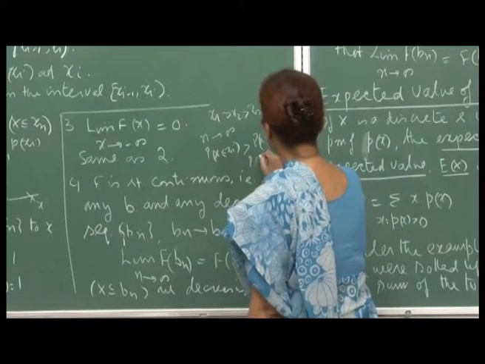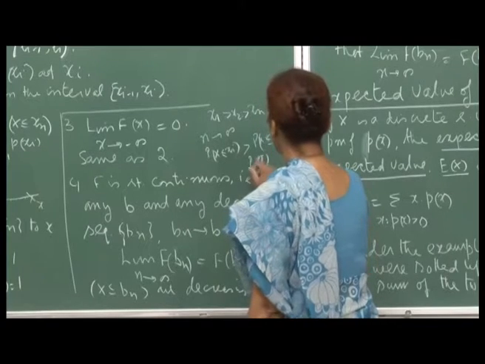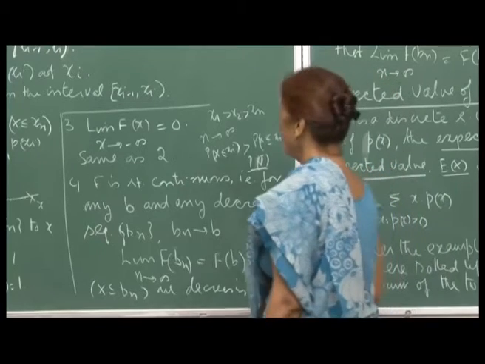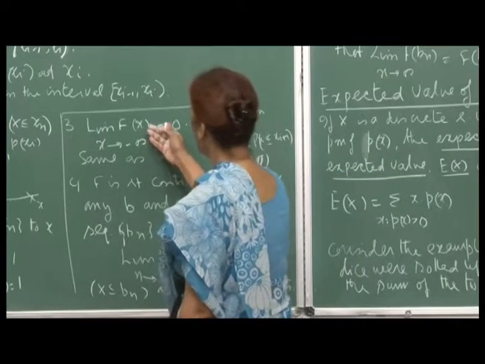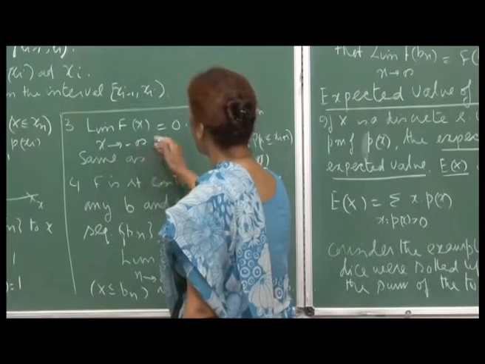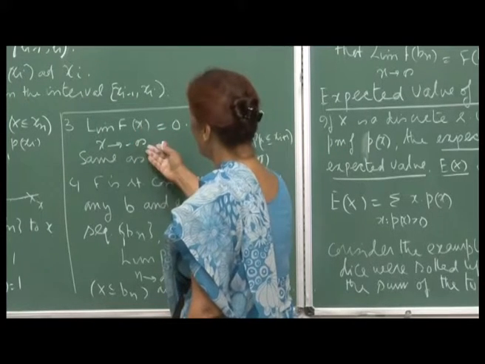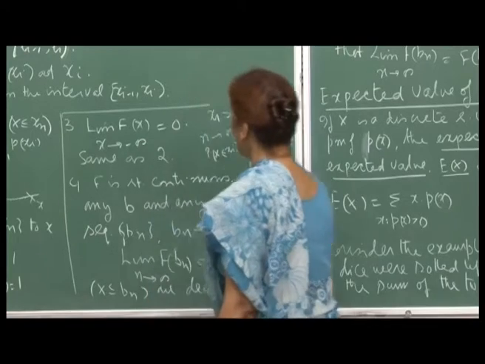That means this becomes the probability of the empty set, that is what will happen. So, therefore, the limiting value of F(x) as x goes to minus infinity must be 0, because there will be no values of x that are possible once x goes to minus infinity, right.